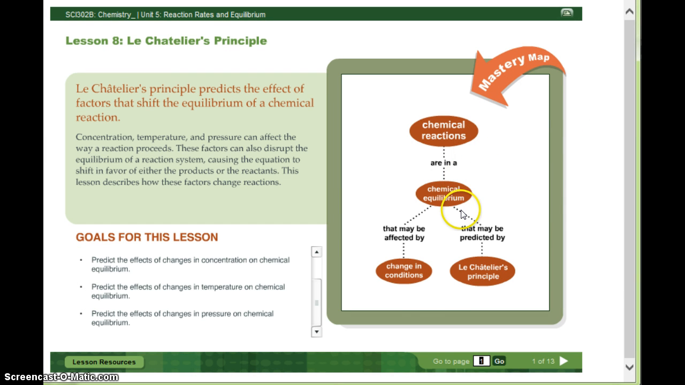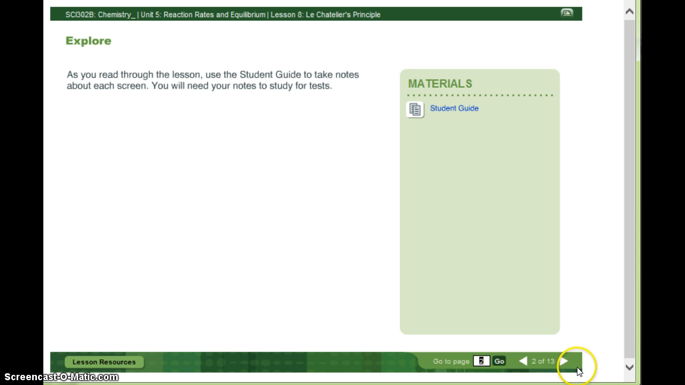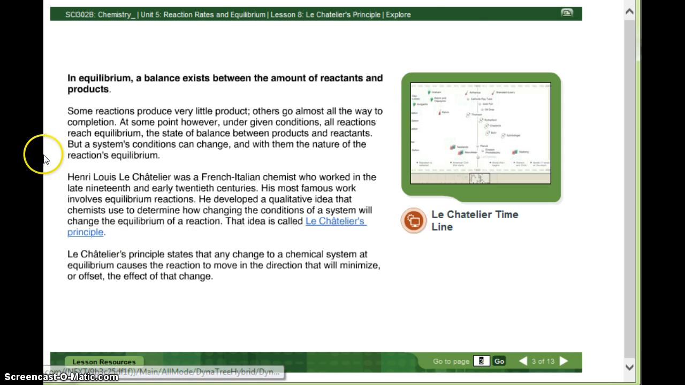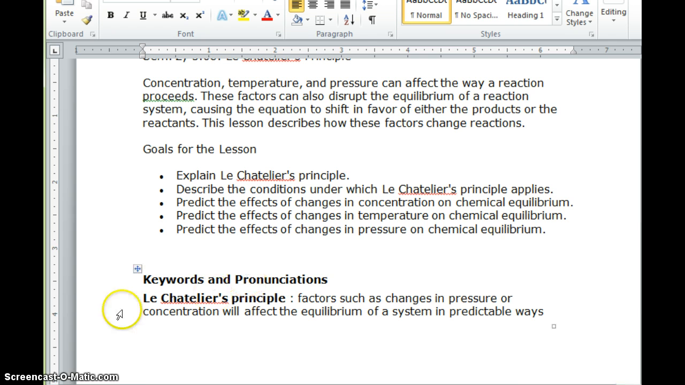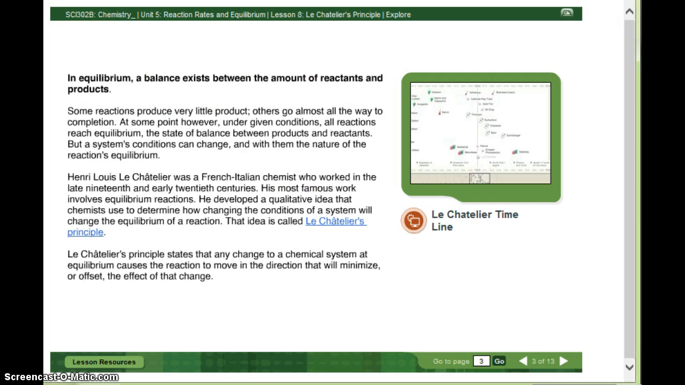Chemical reactions are in chemical equilibrium that may be affected by the change in conditions, so temperature, pressure, etc., and they may be predicted by Le Chatelier's principle. So slide 2 will give you the study guide, and from the study guide I just copied the beginning and Le Chatelier's principle. Factors such as changes in pressure or concentration will affect the equilibrium of a system in predictable ways.